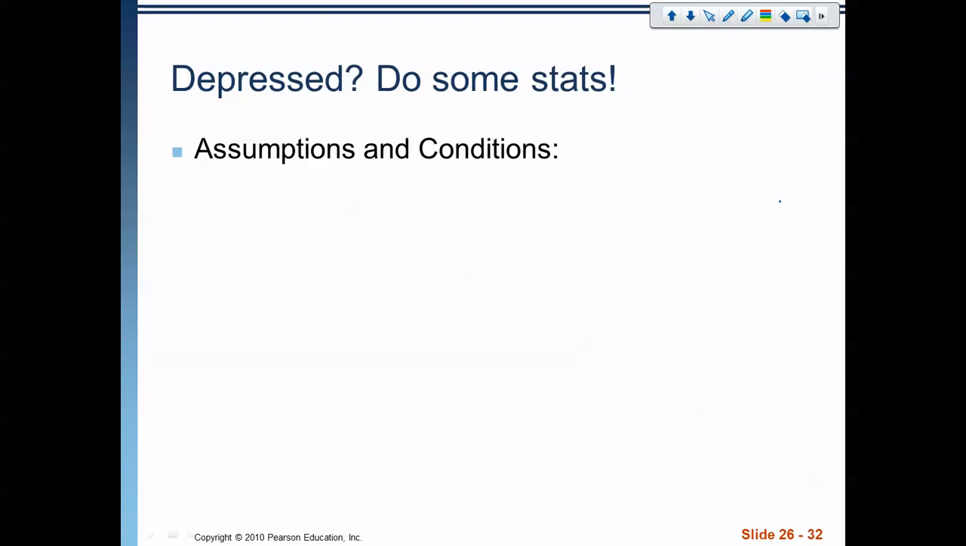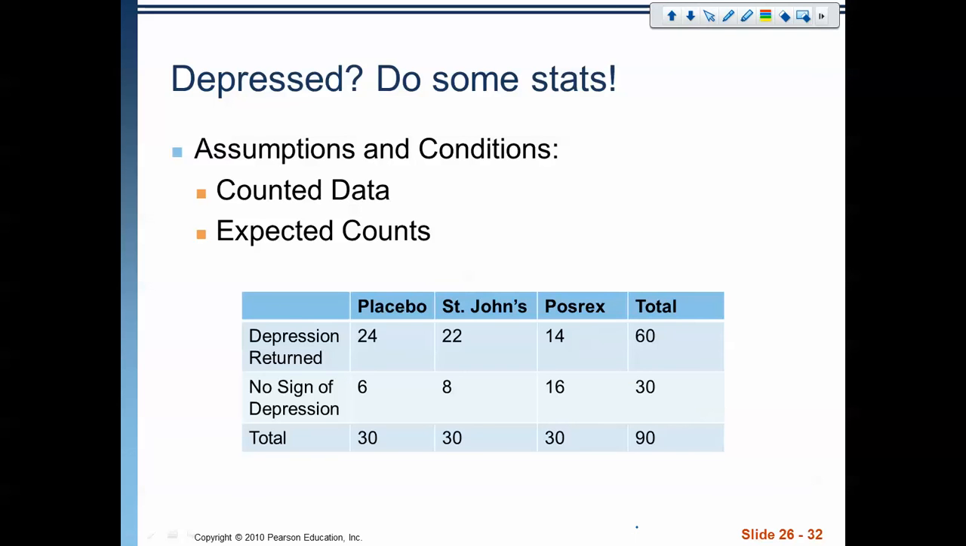So let's look at assumptions and conditions. Do we have the counted data? Yes. Let's look at our expected counts. Notice that I'm not doing the randomization piece here. I'm just looking, although we could say that they were randomly assigned to treatments, right? They were randomly assigned to treatments.